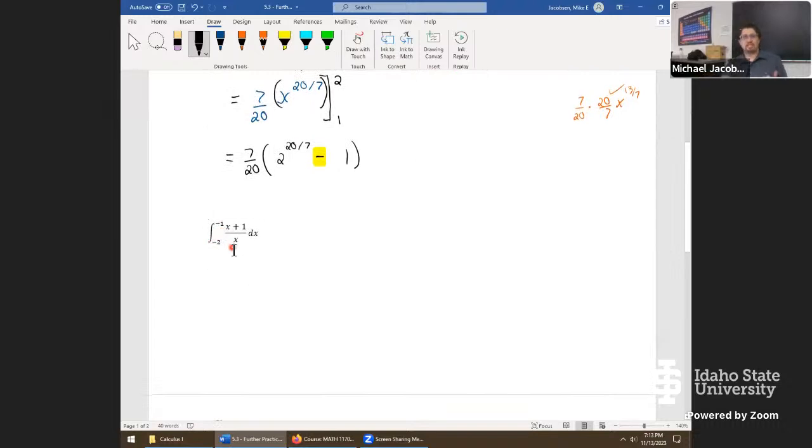This one's similar, but we're really just going to divide. So we can all visualize this as integrate from -2 to -1. Let's take that x, divide it into the numerator. It's now x over x plus 1 over x dx.